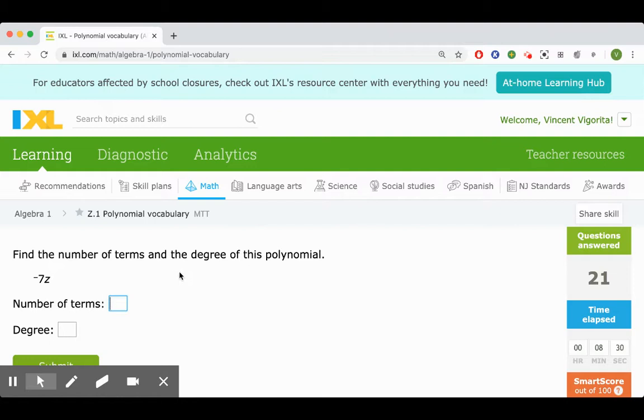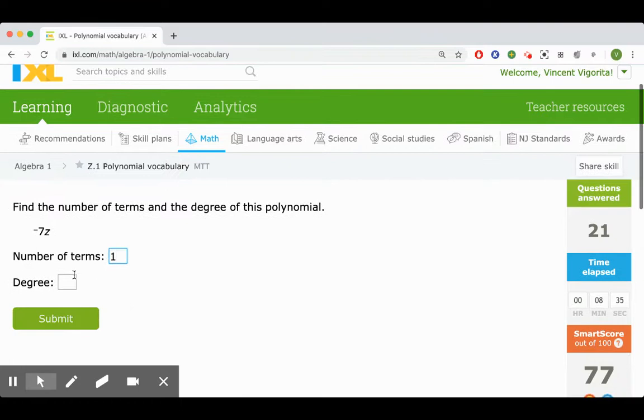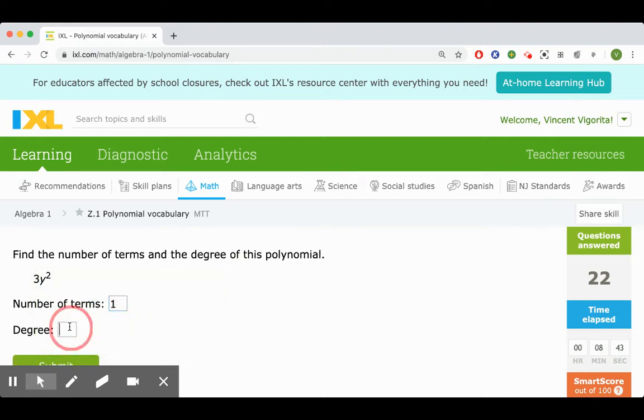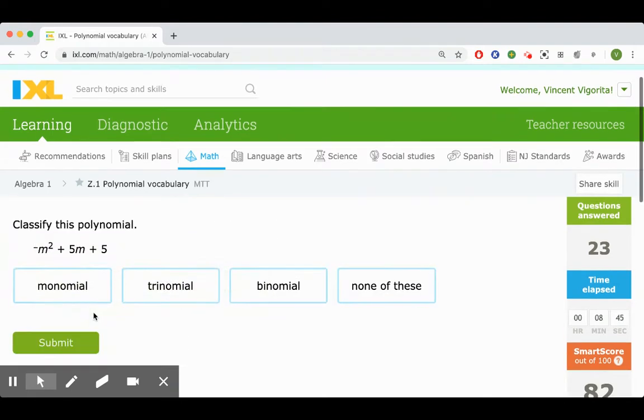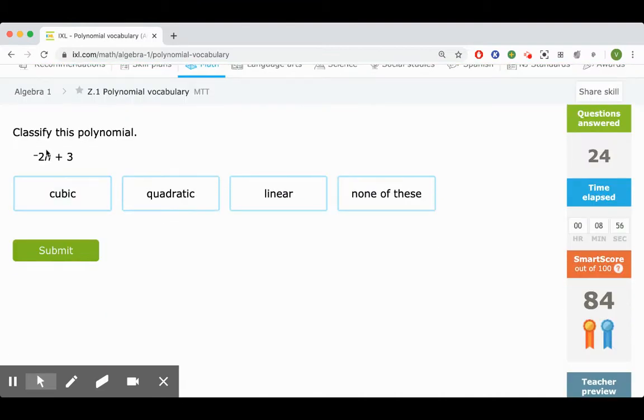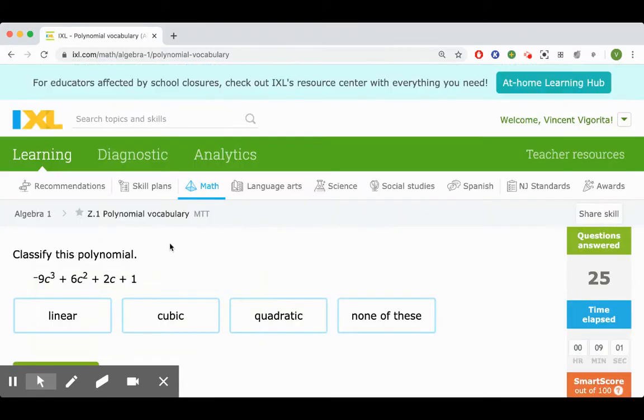Okay, back to these problems. Find number of terms and degree of this polynomial. 1 term, you should know this by now. Degree is 1 because the exponent, even though you don't see it, can be a 1. Okay, 1 term, degree is 2. Okay, monomial is 1 term, that has 3, trinomial. Okay, the degree is 1. If it's 1, the degree is linear. Okay, the degree here is 3, and if it's 3, the polynomial is cubic.